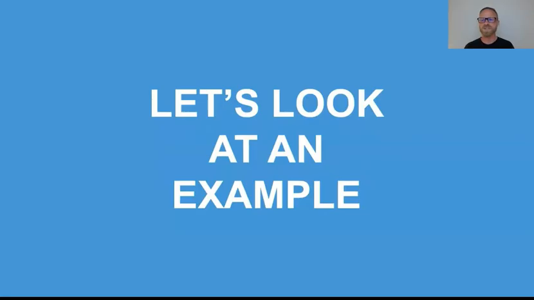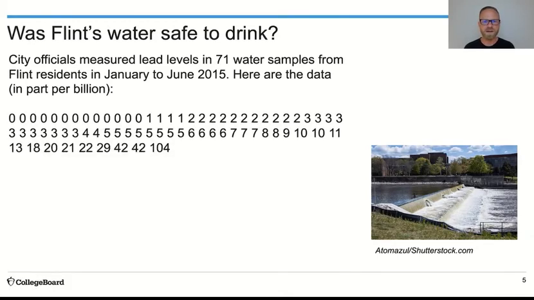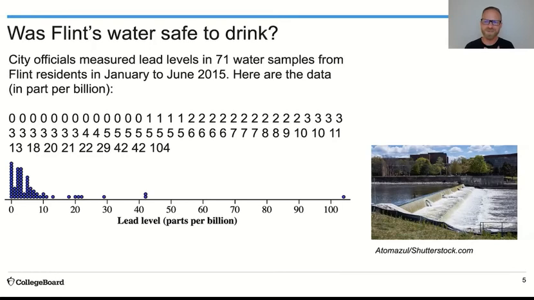So we're going to do this through an example, one that you're already familiar with, the Flint water crisis data. If you recall, city officials measured lead levels in 71 water samples from Flint residents in January to June 2015. Here are the data from the 71 samples. And in the last video, we talked about graphs that we could use to display the data. And so, of course, I've chosen my personal favorite, the dot plot here, to represent the data.